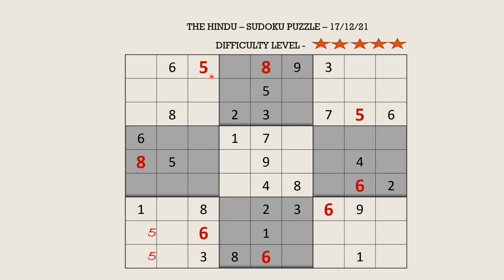And considering this row, the missing numbers are 1, 2, 4, and 7. If you see this cell, you have 1, 4, and 7. This 7 also blocks this cell. So the only number the cell can take is 2.